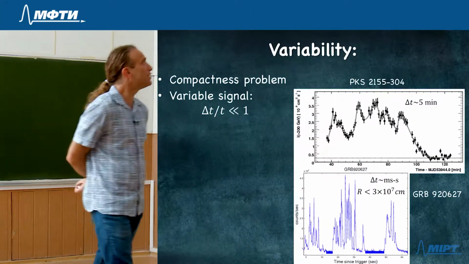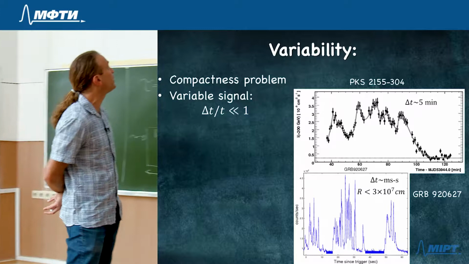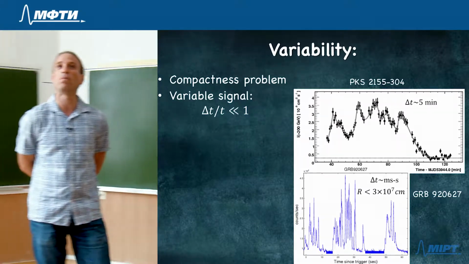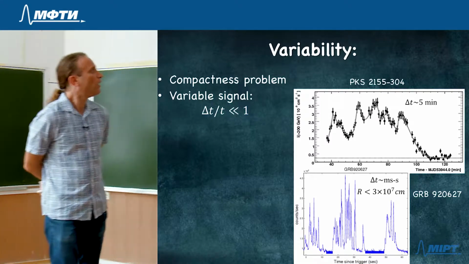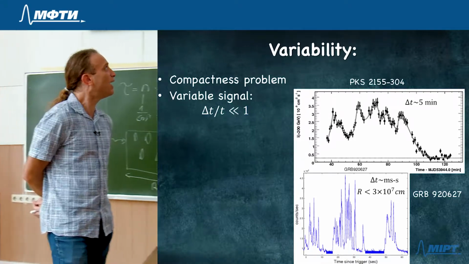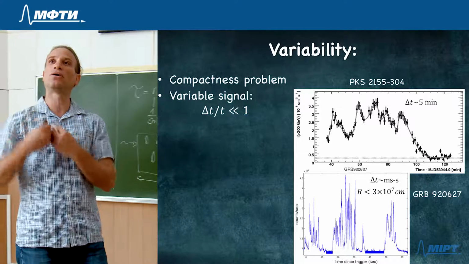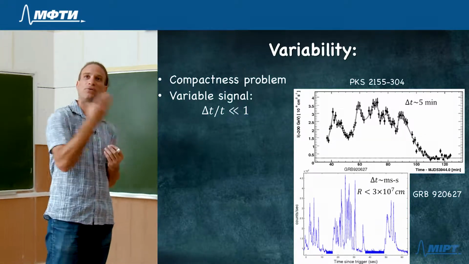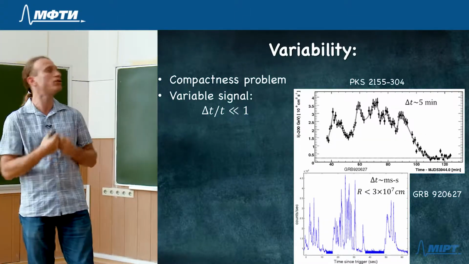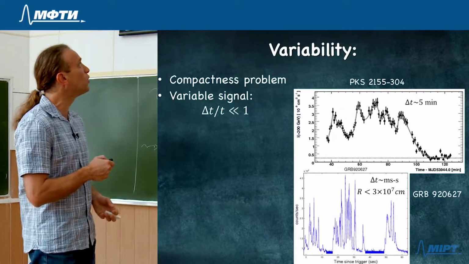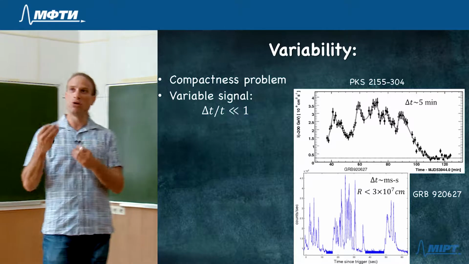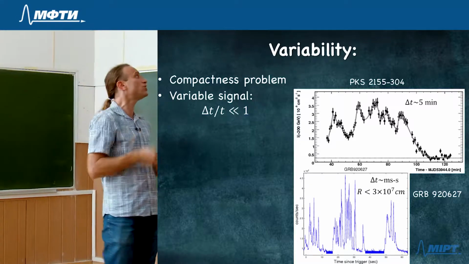The third thing that I want to talk about is variability and something which is called the compactness problem. When we look at a light curve, before, what we observed was the spectrum, the power as a function of the energy within a snapshot. Now I'm looking at the light curve: the energy as a function of time, as it changes with time.